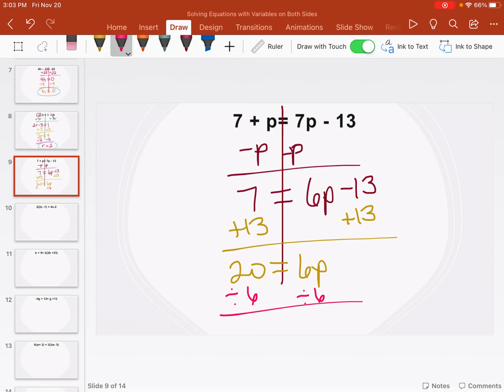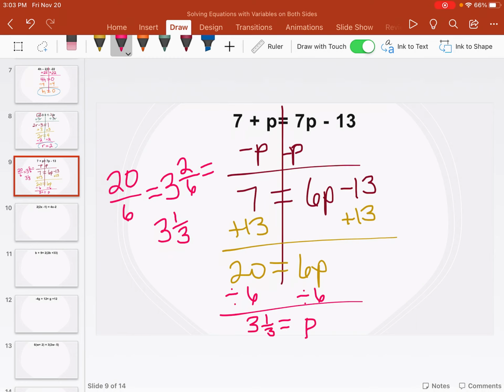Divide by 6. You could do this with decimals, or I think it's just easier to make it a fraction. So I have 20 over 6, and if I simplify that and make it a mixed number, 6 comes out of 20 3 times, because that's 18, which leaves me 2 left over. 3 and 2/6 is the same thing as 3 and 1/3, so p equals 3 and 1/3. It's okay if you go decimals. This is a repeating decimal, so that's why I just left it as a fraction instead.